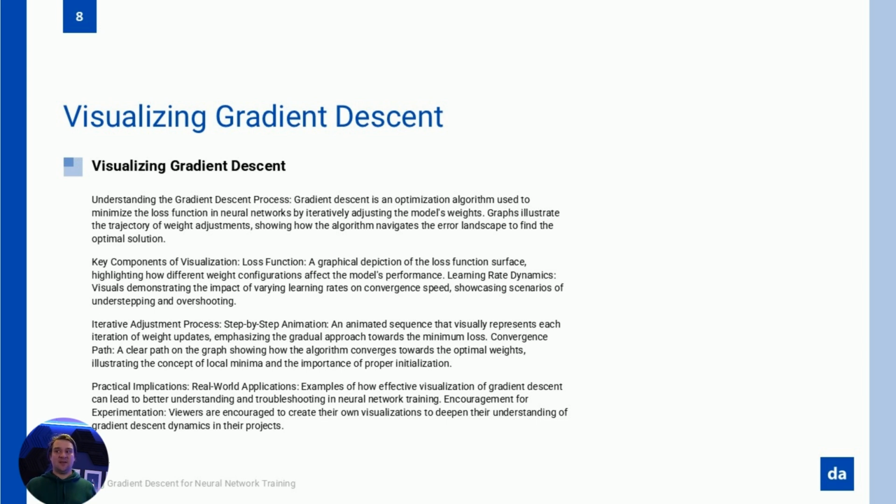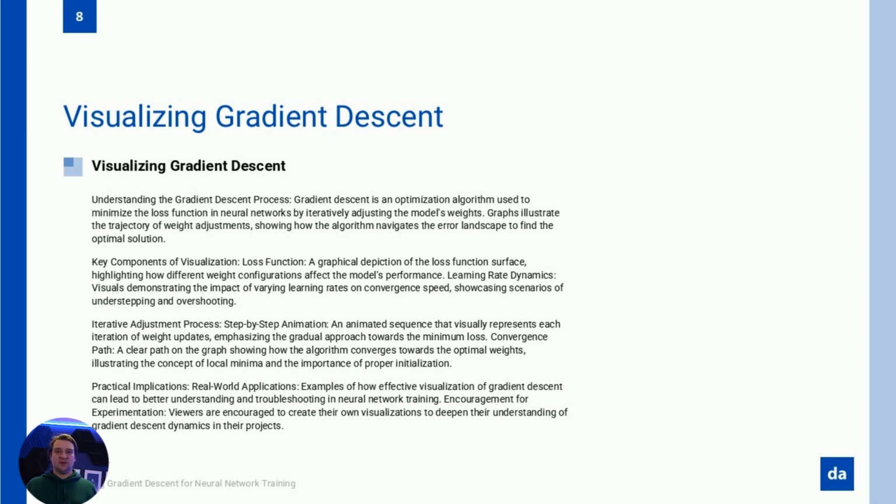But the most fascinating part is seeing the algorithm adjust weights iteratively. Step by step, it moves downhill, following the gradient, recalculating the loss at each step, and getting closer to the minimum. An animated sequence of this process shows how the path becomes smoother and more focused as the model learns. It's like watching a detective piece together clues, narrowing in on the solution.